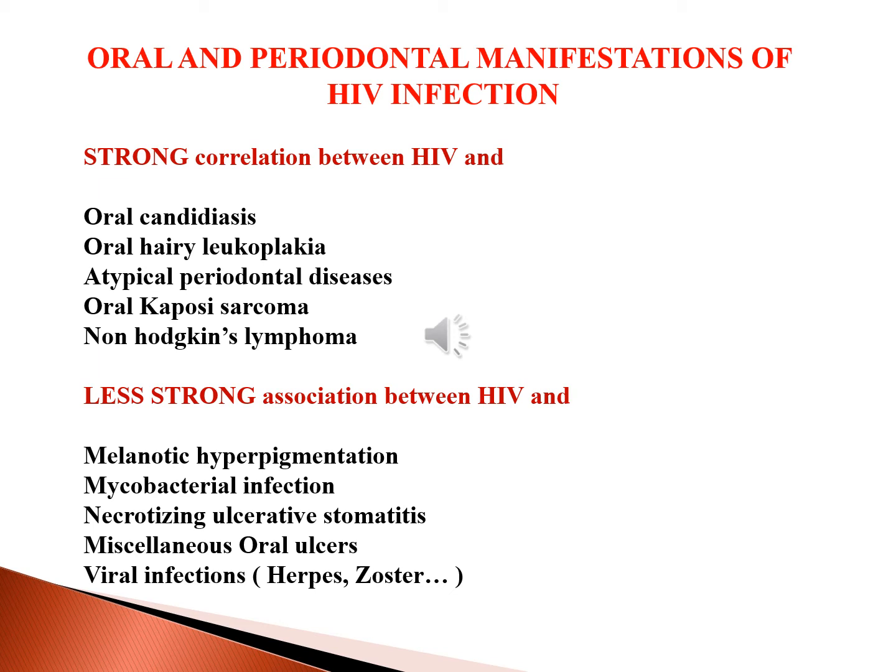So there is a strong correlation between HIV and the patient developing oral candidiasis, oral hairy leukoplakia, various types of atypical periodontal disease, oral Kaposi's sarcoma, non-Hodgkin's lymphoma, and the patient might also develop melanotic hyperpigmentations, mycobacterial infections, necrotizing ulcerative stomatitis, and various types of miscellaneous oral ulcers and other viral infections such as herpes zoster.